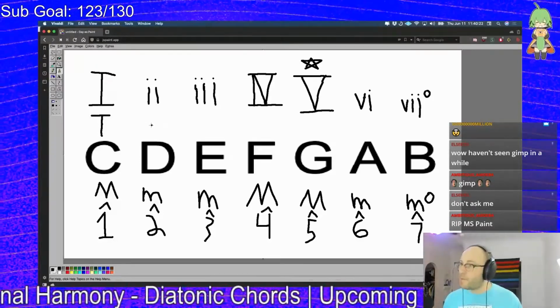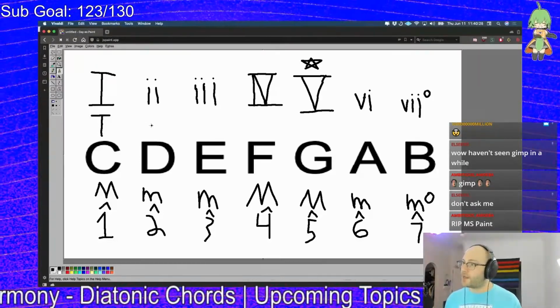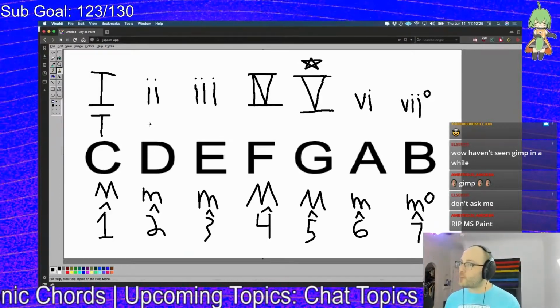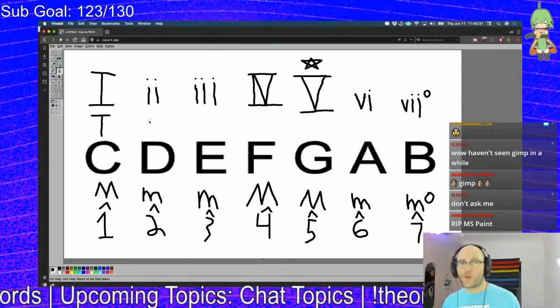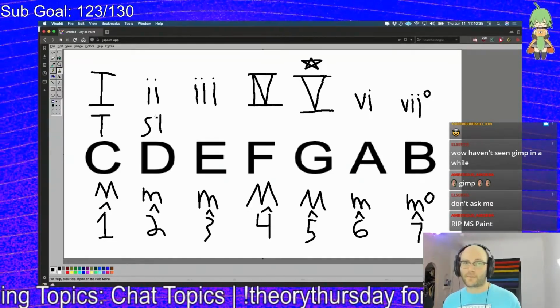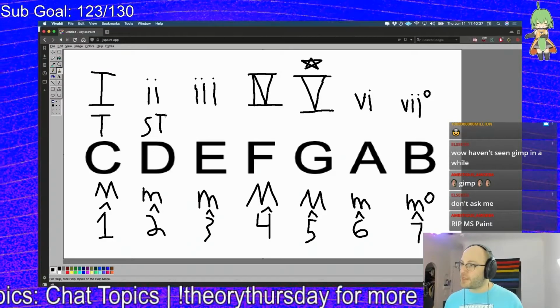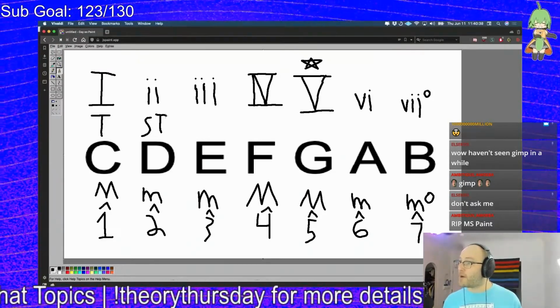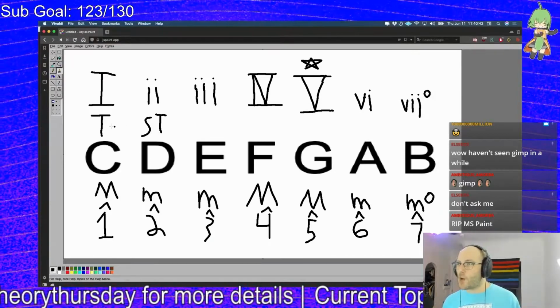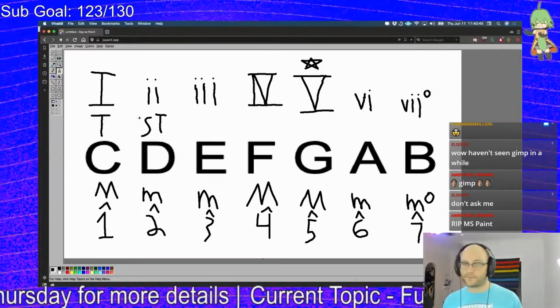Now, above the tonic, we have the second scale degree, or the supertonic. I'm going to mark that with the initial ST. Super being, I think, Latin for above. So the supertonic is above the tonic.